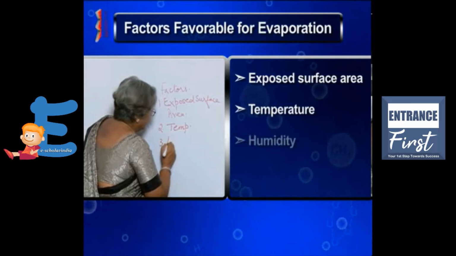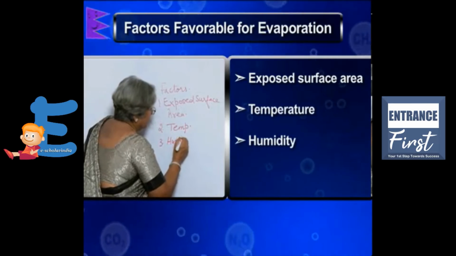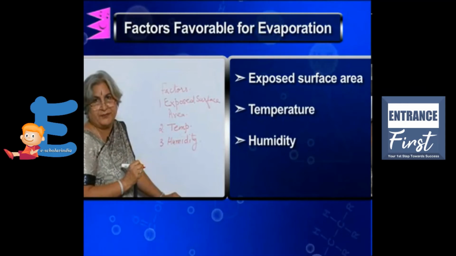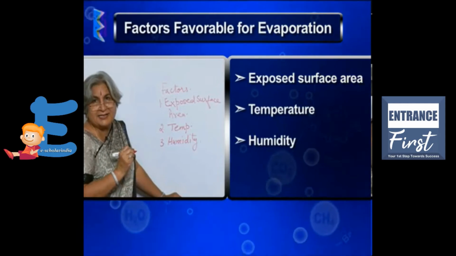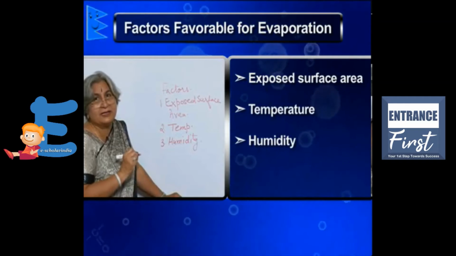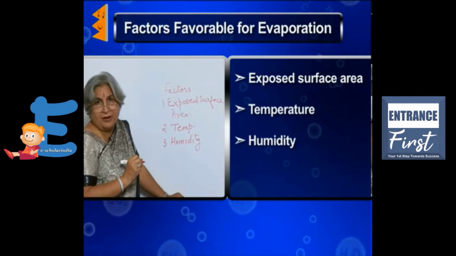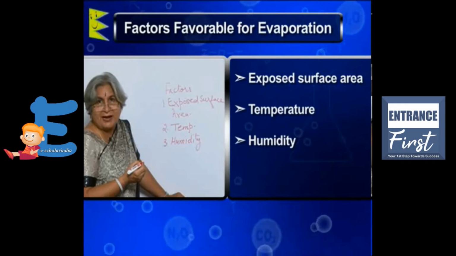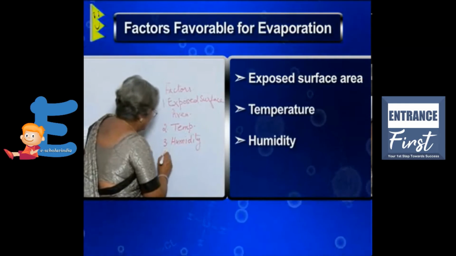Third, humidity. That is the amount of water vapors present in the atmosphere. When humidity is high, as in the case of rainy season, or in the coastal cities like Mumbai or Chennai, the rate of evaporation is less. So, clothes don't dry up fast. Fourth is wind.